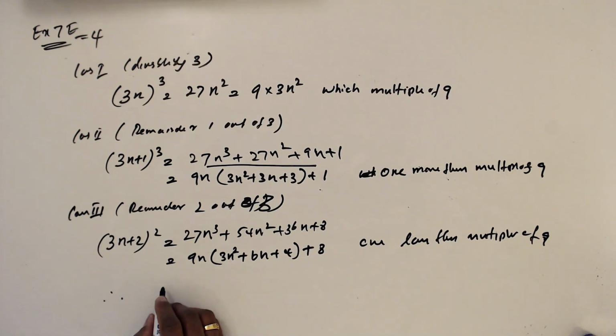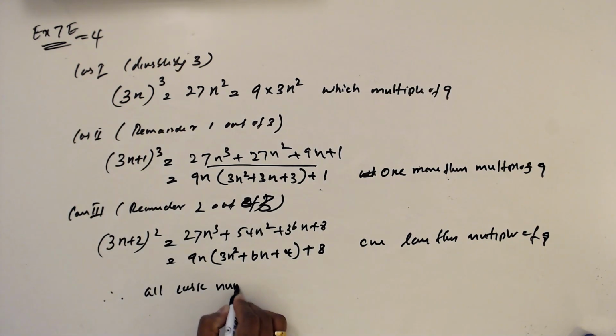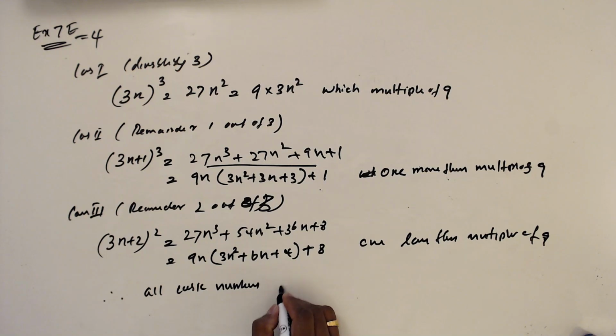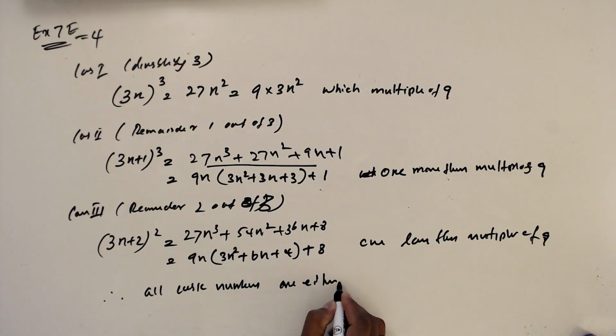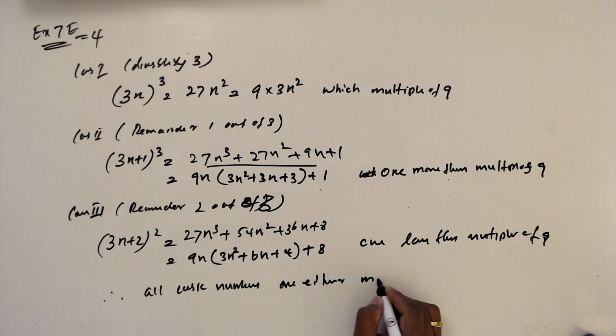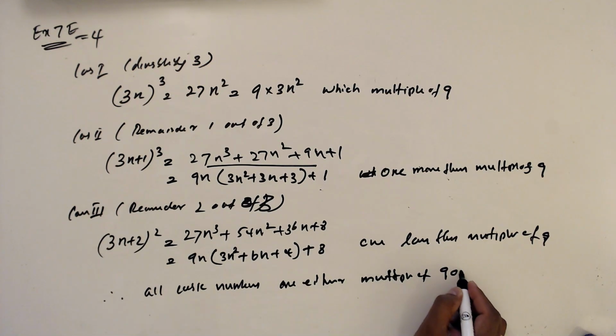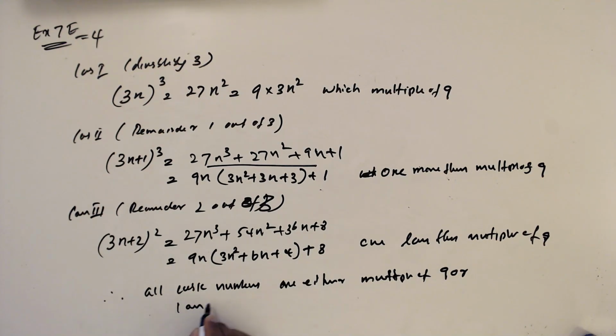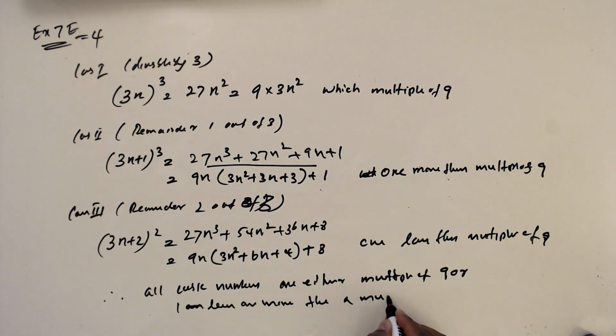Hence, all cubic numbers are either a multiple of 9 or 1 less or more than a multiple of 9.